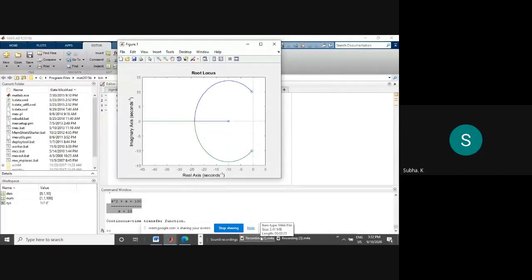Totally, how many Simulink diagrams do you have to paste? Simulink model, 2. Simulink model 2. How many graphs? 5 graphs: 2 graphs for flow rate, 2 graphs for level rate, and 1 graph for root locus. Okay?